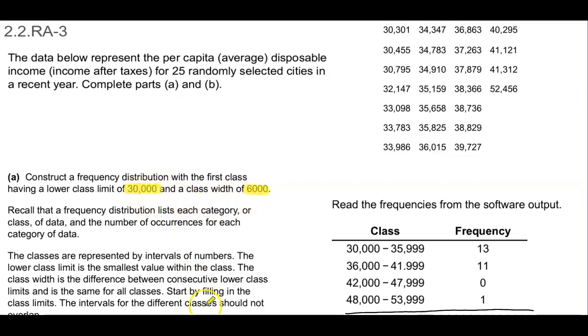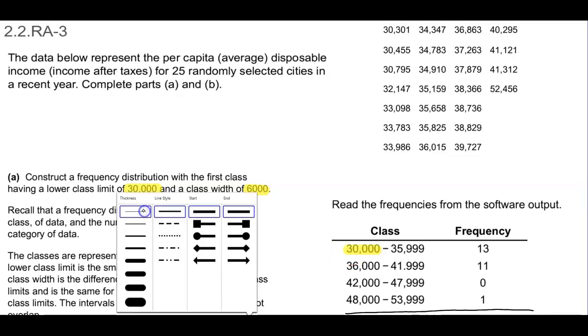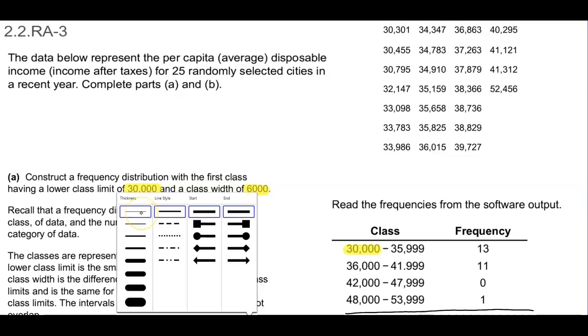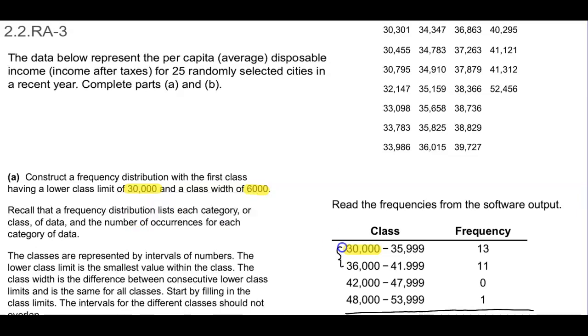So if the lower class is 30,000, that means you need to start at 30,000. And now the width is 6,000 according to the question here. This is considered the width. So you're going from 30,000 to 36,000, adding 6,000 here. And then from 36,000 to 42,000, again, you're adding 6,000. So this is considered the width.